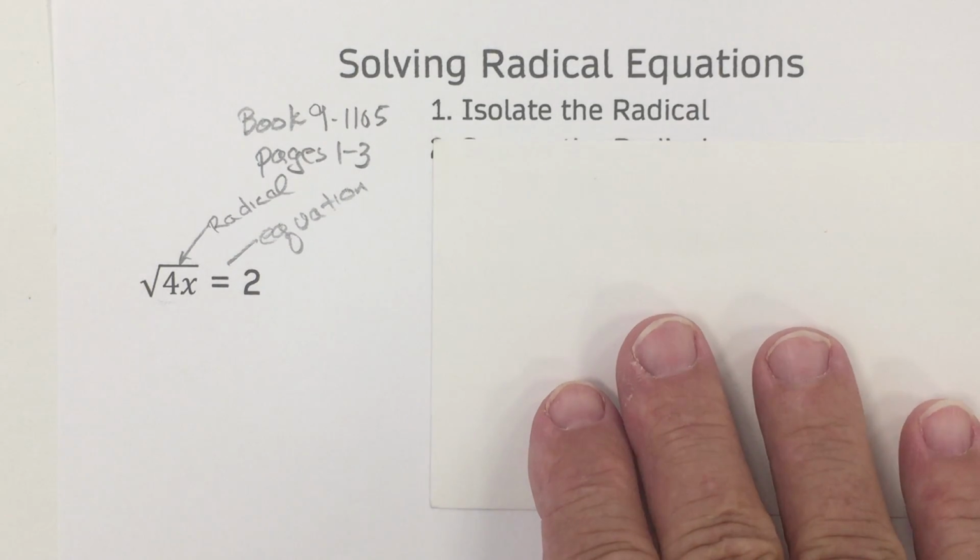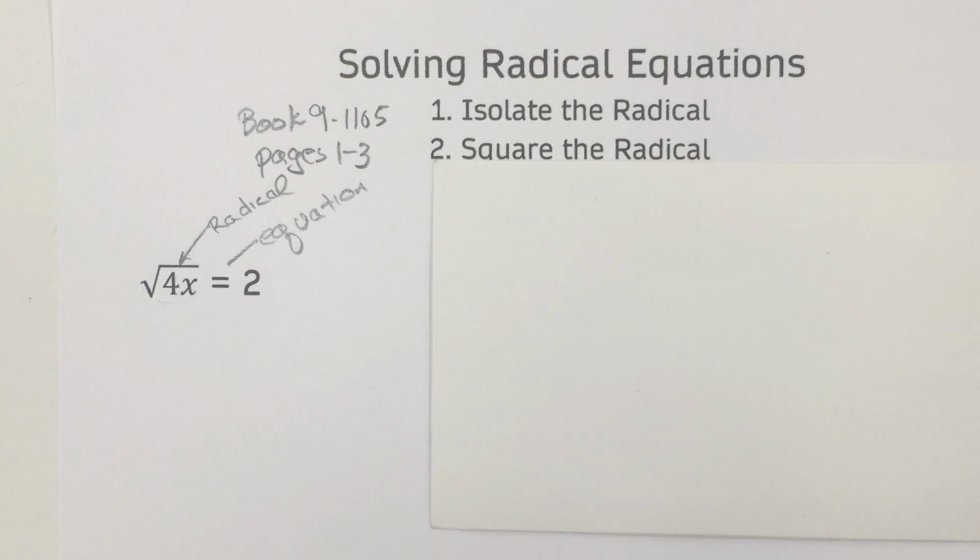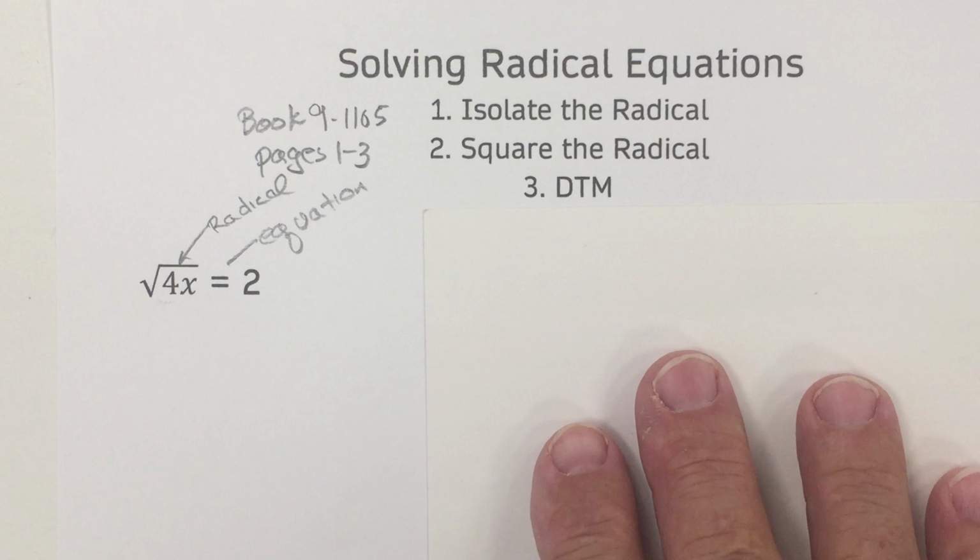The second step, write this down, is that you want to square the radical. By squaring the radical, you cancel out the square root sign. It's like a fraction. When you have 3 over 3, that's 1. It cancels out. All right? And the last step is to do the math.